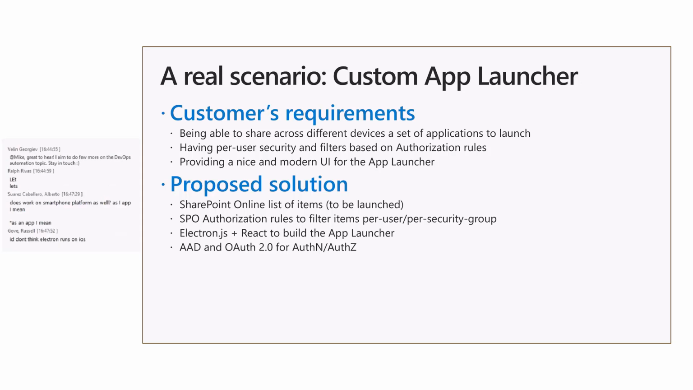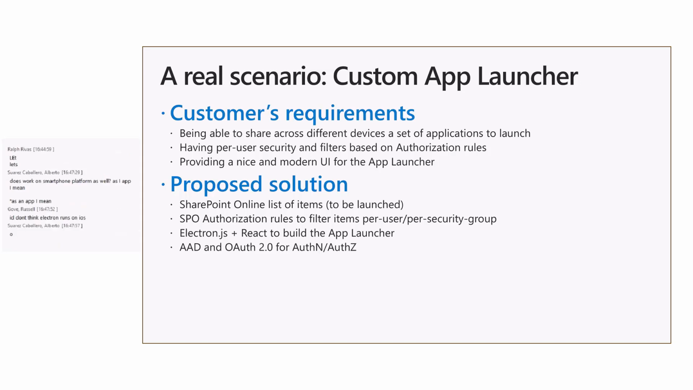Moreover, we decided to use Electron.js, of course, because through Electron we have cross-platform support, and we decided to use React to build the UI component that we use to render the app launcher. And again, last but not least, we are using the Open Authorization 2.0 endpoint of Azure Active Directory to create the authorization and authentication flow within the Electron.js application.